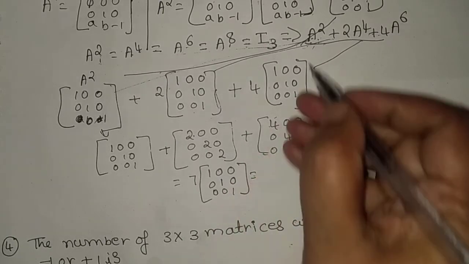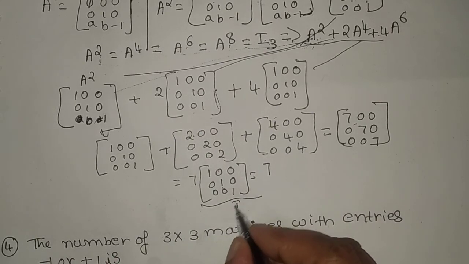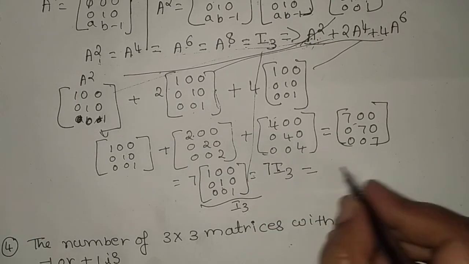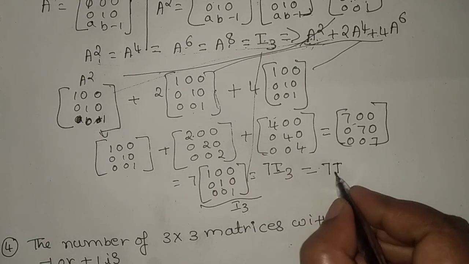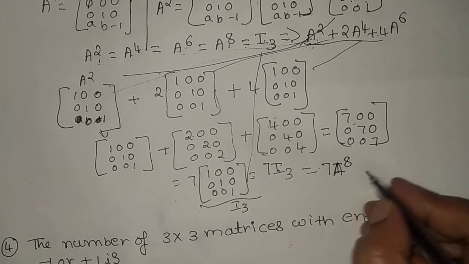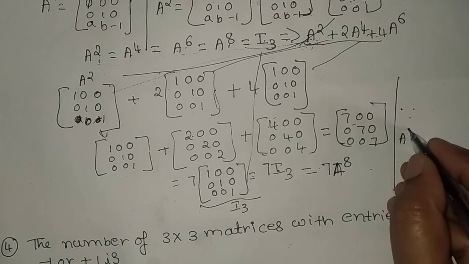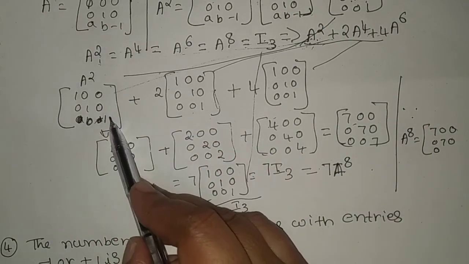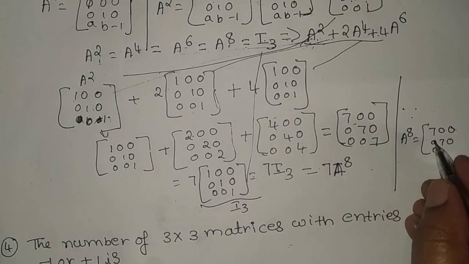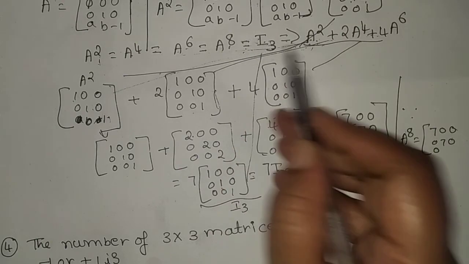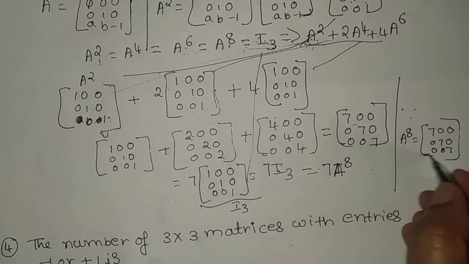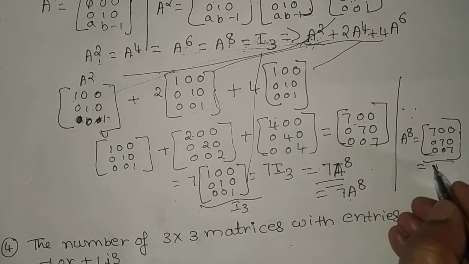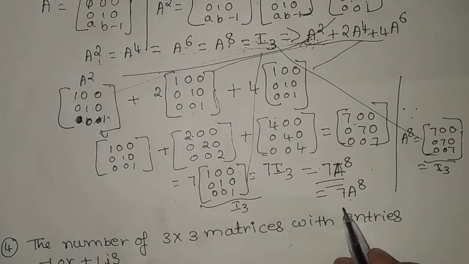Now take this I3 and substitute 7 into this. So 7 into I3. Finally this I3 can be written as 7 into A power 8. What is A power 8? I'll just write it, because A power 8 can be written as 7, 0, 0, 0, 7, 0, 0. Since A square is the unit matrix, A to the power of 8 can be written as I3. All the working I have shown in the problem. Just equate this, the final answer is 7 into this, which is also equal to I3. Here we have written it. So this is the solution for this problem.